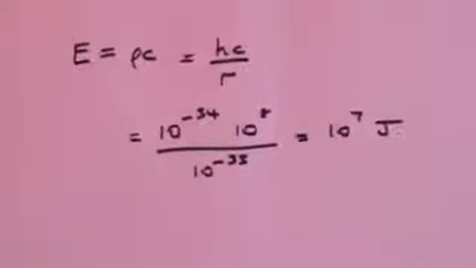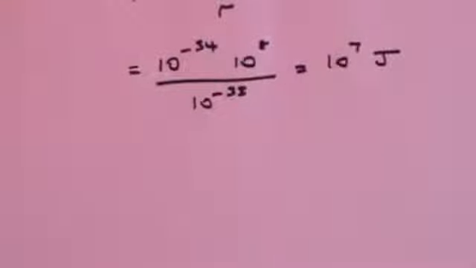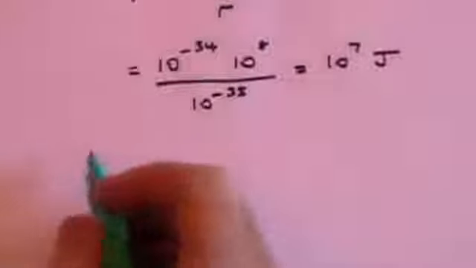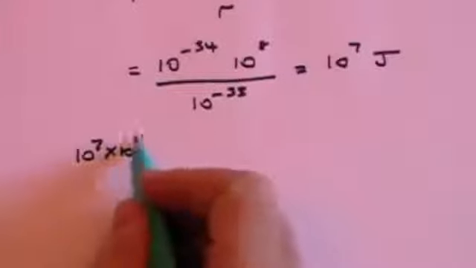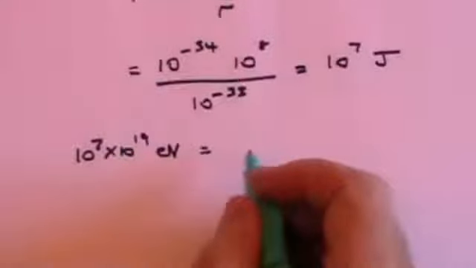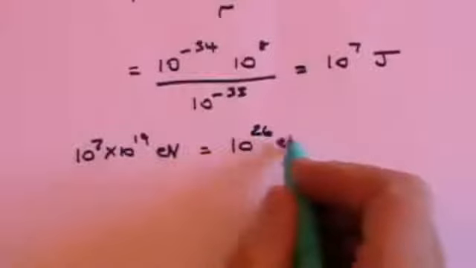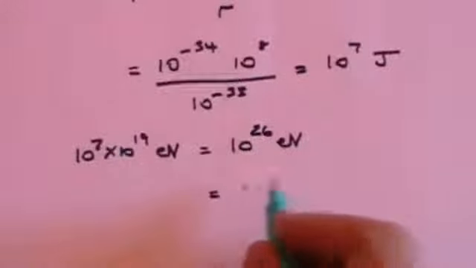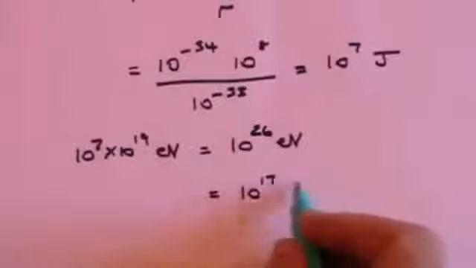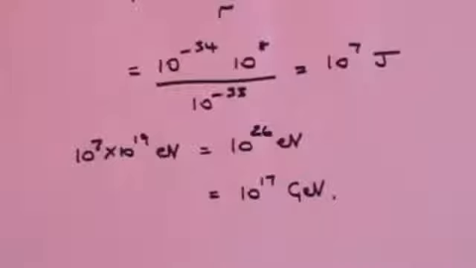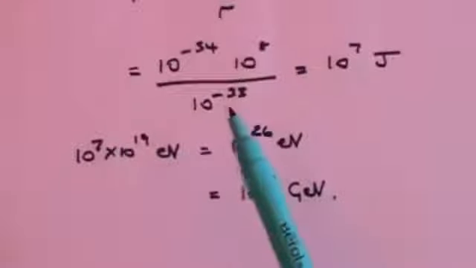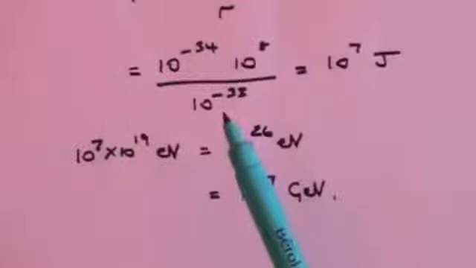To convert joules to electron volts, you essentially have to multiply by 10 to the 19. So 10 to the 7 times 10 to the 19 is now in electron volts. So that's essentially 10 to the 26 eV, and that is the equivalent of 10 to the 17 GeV. So when the energy was 10 to the 17 GeV, the electrons would have been 10 to the minus 33 meters apart, and the strength of the forces would be the same.